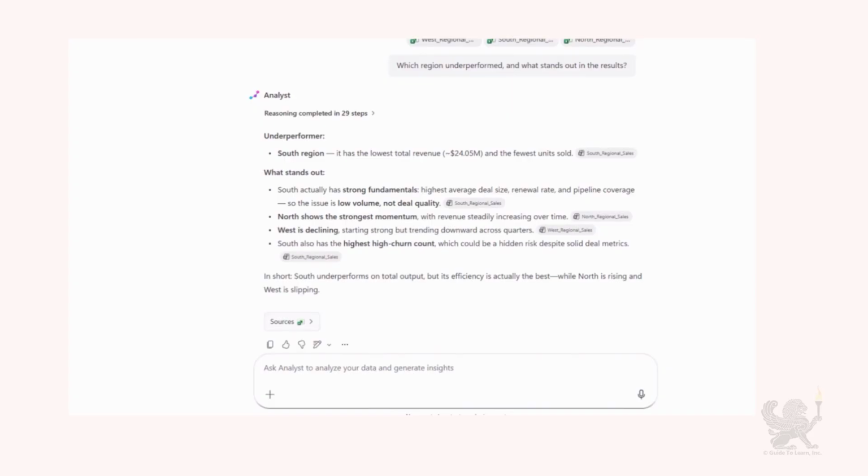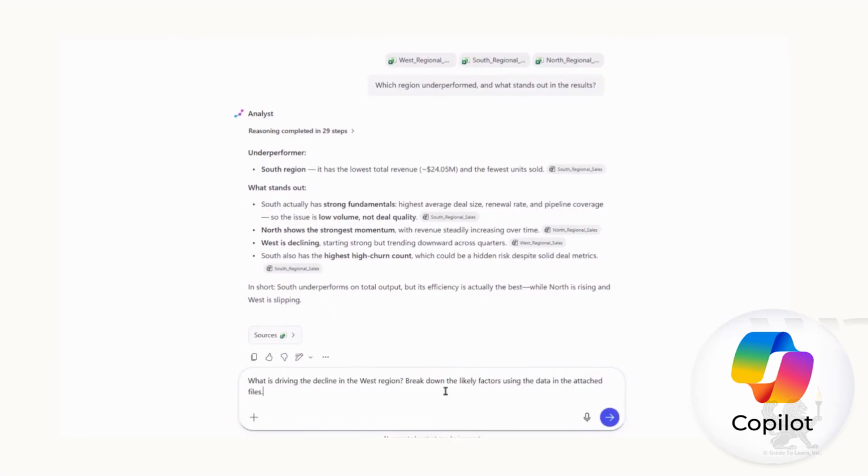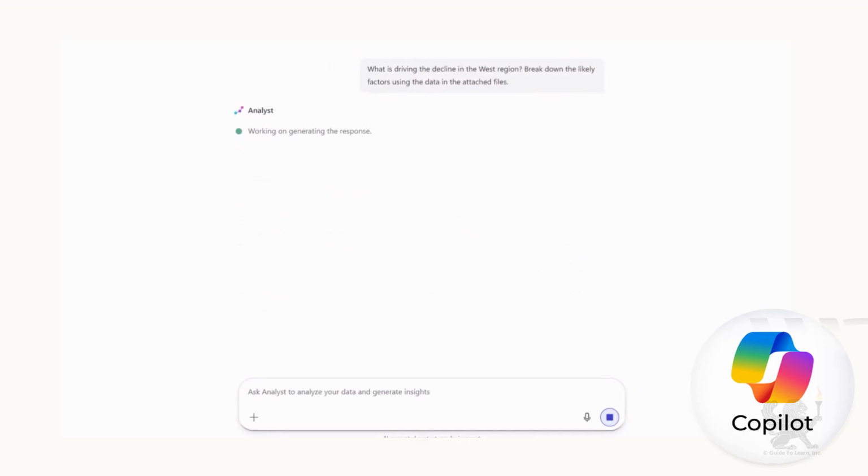She didn't need to build a comparison table. The agent surfaced the region that needs closer review. Alex wants to understand the issue more clearly, so she asks a follow-up question. "What is driving the decline in the West region? Break down the likely factors using the data in the attached files."